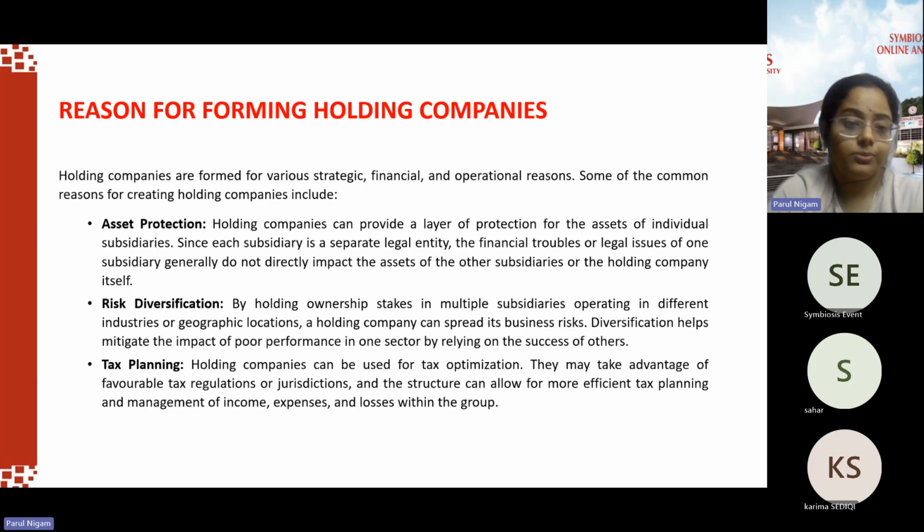Now, what are the reasons why we are getting into this mess of holding and subsidiary? Because there are certain benefits because of this relationship of holding and subsidiary companies. Holding companies are formed for various strategic, financial, and operational reasons. Some of the common reasons for creating holding companies include asset protection, risk diversification, and tax planning.